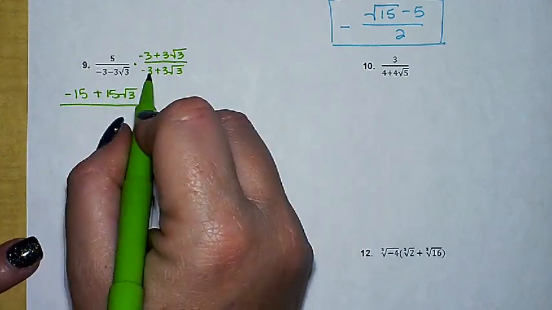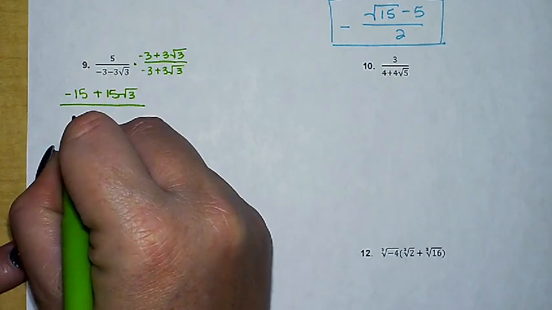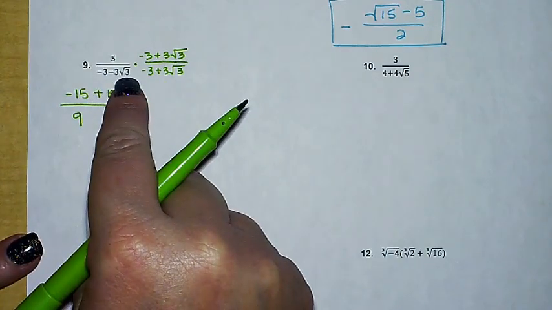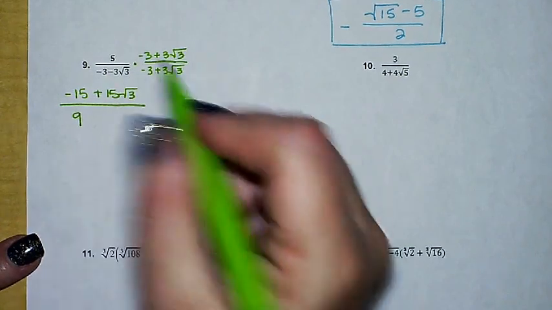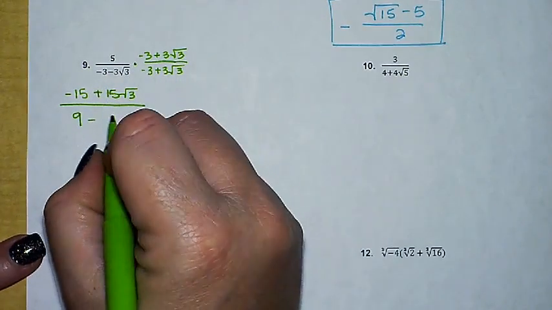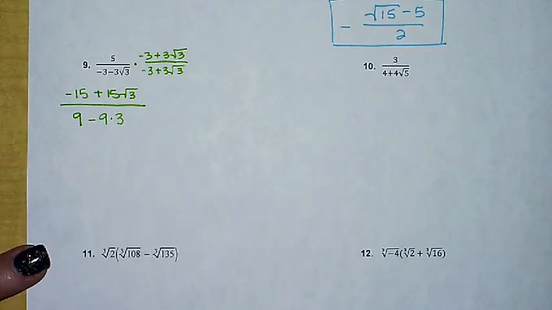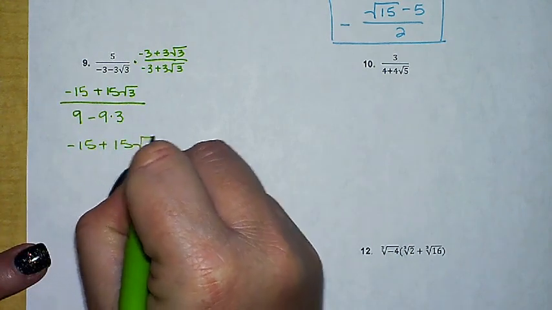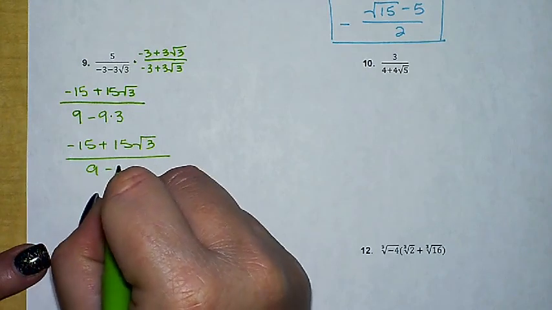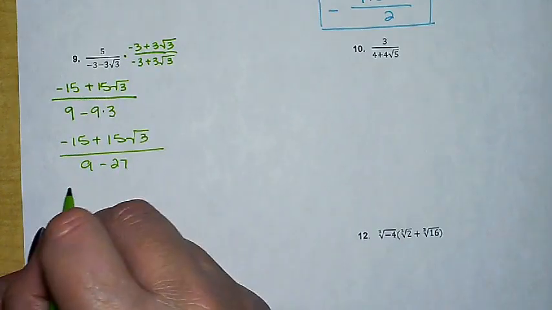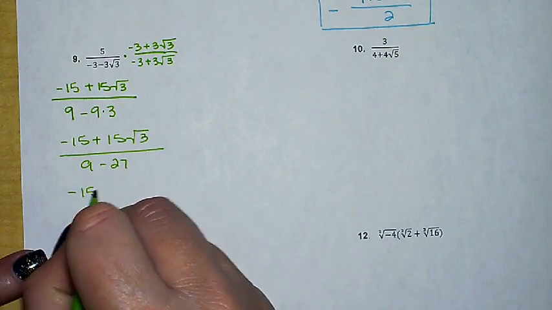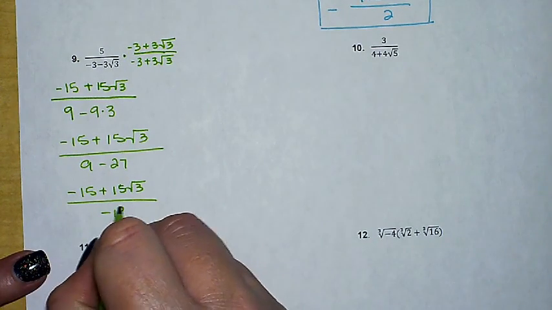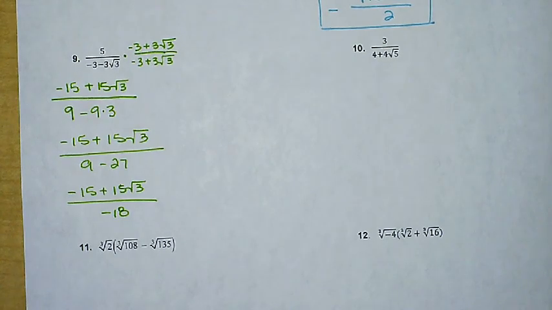And we have, so negative 3 squared gives us 9. And then remember, when we have this negative 3 times the square root of 3 squared, we square both of those terms. So that will give us a 9 times 3. And when we combine our like terms, we get 9 minus 27. And we still have a negative 15 plus 15 times the square root of 3 over negative 18.